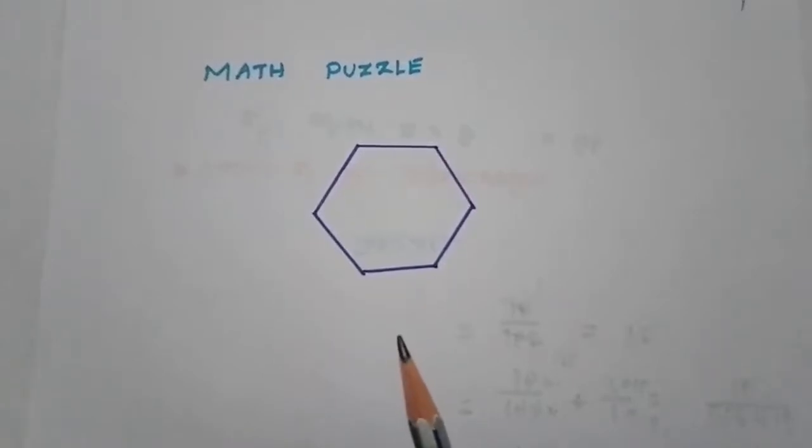Now your task is drawing just 3 lines. Can you transform the hexagon to a cube? So once again I am repeating. Drawing just 3 lines. Can you transform the hexagon to a cube? Your time starts now.